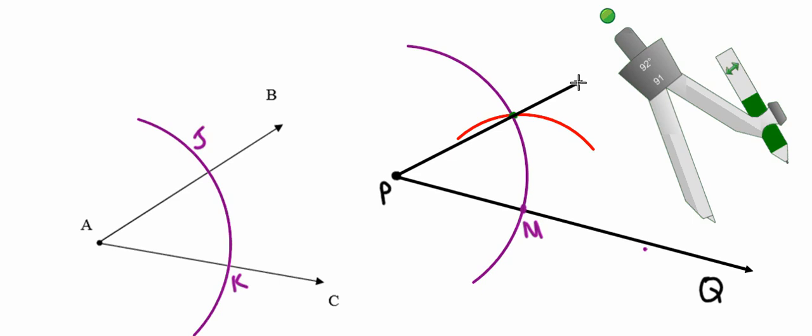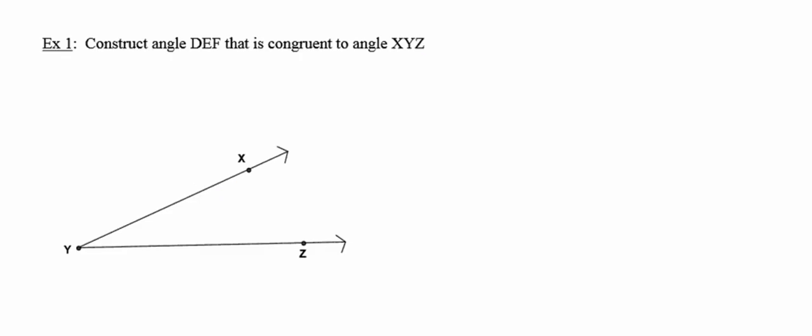Let's go ahead and do another one so that we can get some practice and make this feel a little bit more comfortable. All right, up at the top of the next page, it says construct an angle DEF that is congruent to angle XYZ. So I'm going to start out by putting any vertex on my paper. This is going to be the vertex of my new angle.